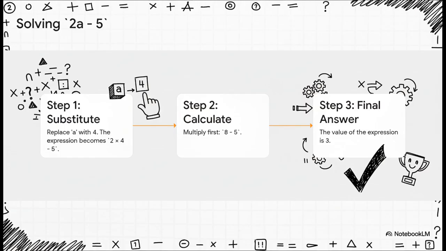So step 1 is to substitute. We're going to take out the letter a, and in its place, we'll put the number 4. Now remember what 2a really means? It means 2 times a. So our problem becomes 2 times 4 minus 5. See how that works? Now for step 2, we just calculate. What's 2 times 4? That's 8. So now our problem is just 8 minus 5. And that brings us to our final step, the answer. 8 minus 5 is 3. And we did it! We started with letters and we found a final number.